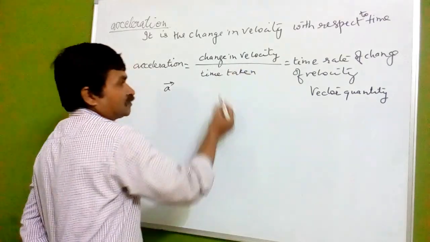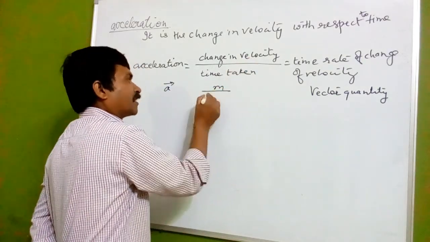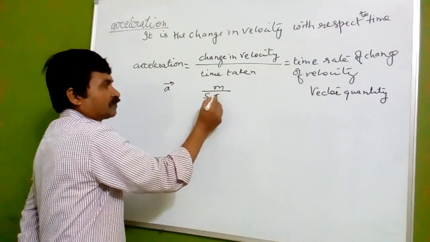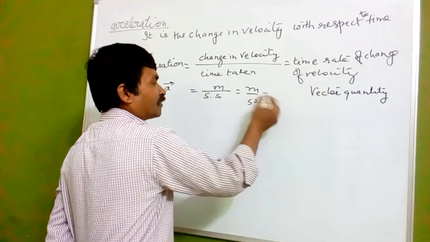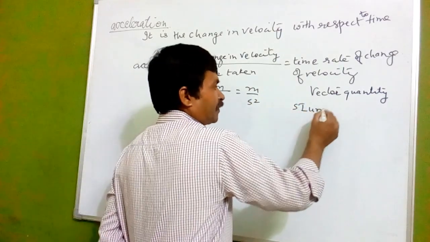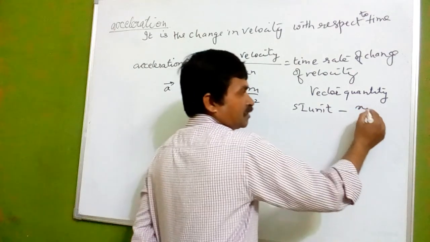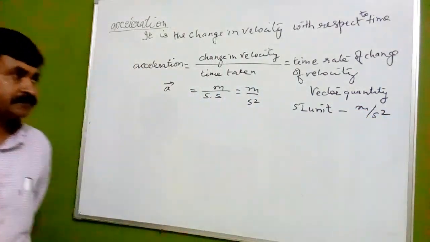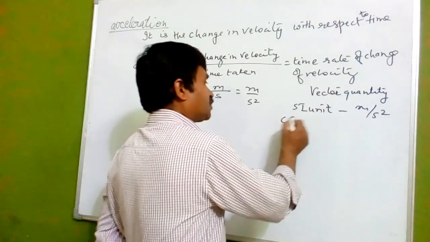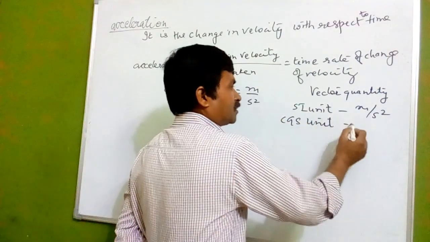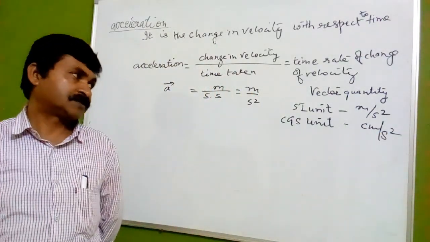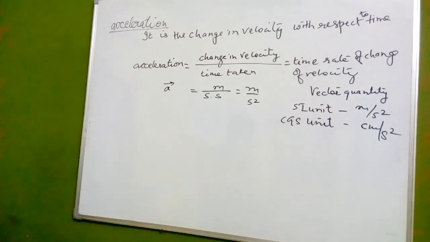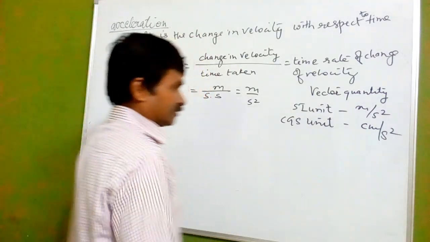Now we know the SI unit of velocity is meter per second, and time taken has the unit second. So ultimately we are having meter per second square. So the SI unit of this is meter per second square. Similarly, if we talk about the CGS unit, it is going to be centimeter per second square. This is the CGS unit.